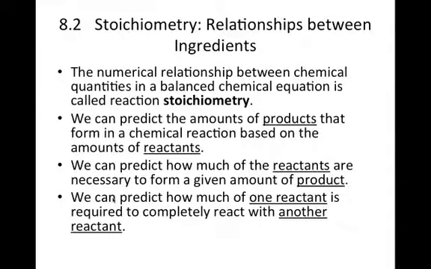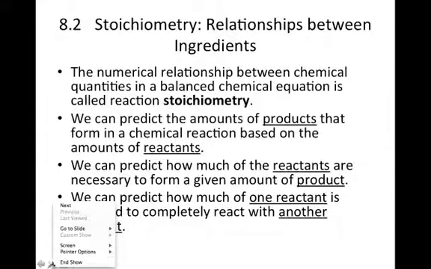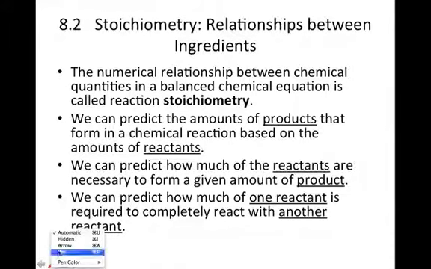Stoichiometry: relationships between ingredients. The numerical relationship between chemical quantities in a balanced chemical equation is called reaction stoichiometry. So notice that we need to make sure that we have a balanced chemical equation.